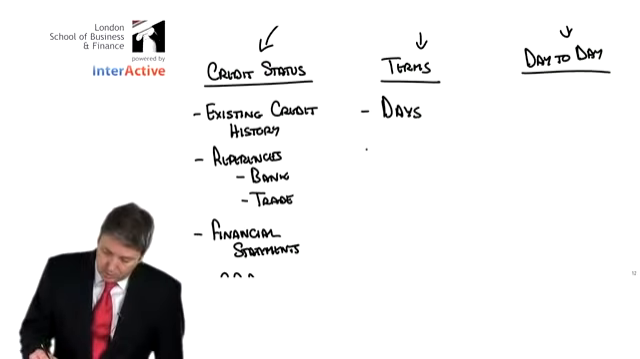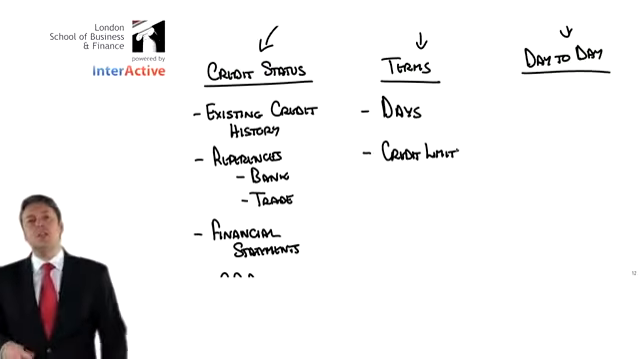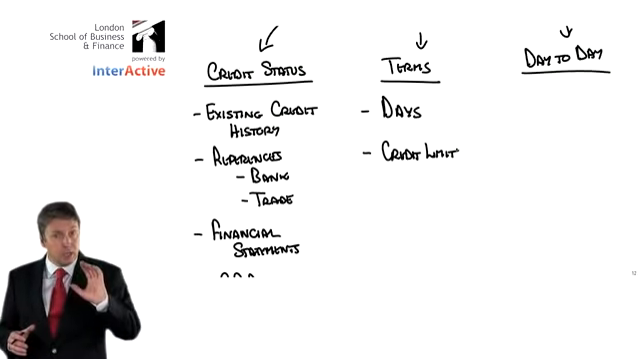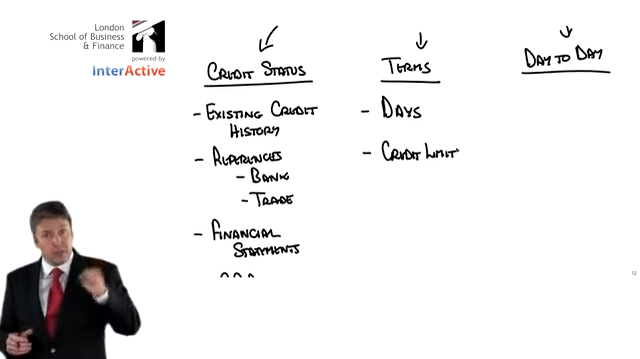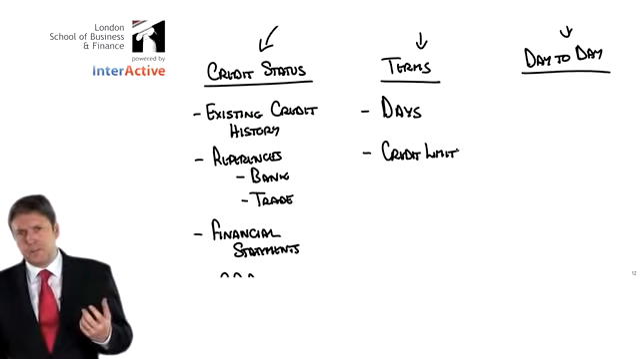So, we could also look at the overall credit limit. The overall credit limit is the amount that an individual customer is willing to run up as credit with you. Now, this is a very important measure.